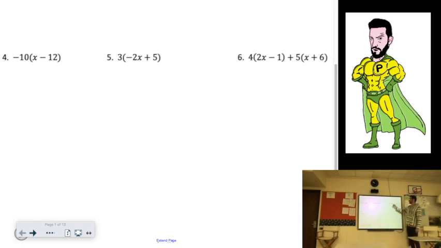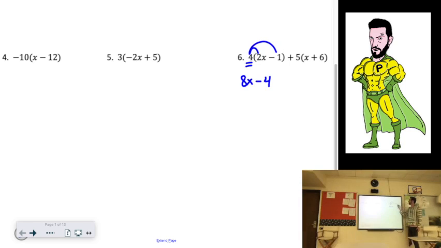When you have a number outside parentheses, you multiply it to everything inside that set of parentheses. So here, we're gonna distribute the 4 into the 2x minus 1. So we're going to multiply. 4 times 2x would give us 8x. We have to treat this like a negative 1. So we're doing 4 times negative 1, which would give us negative 4.